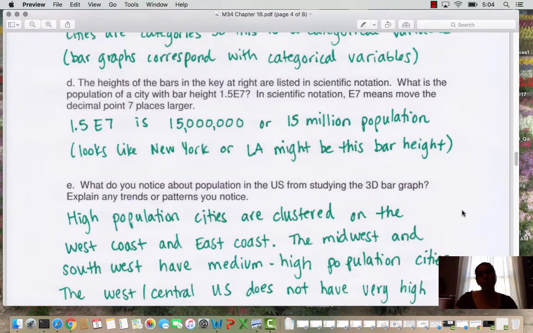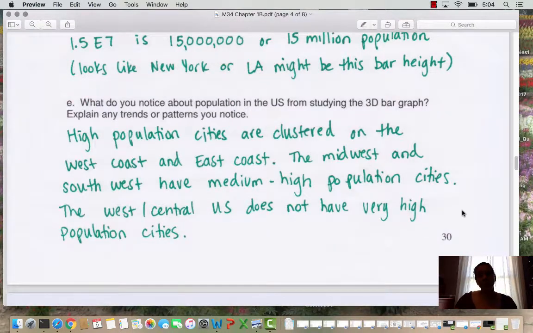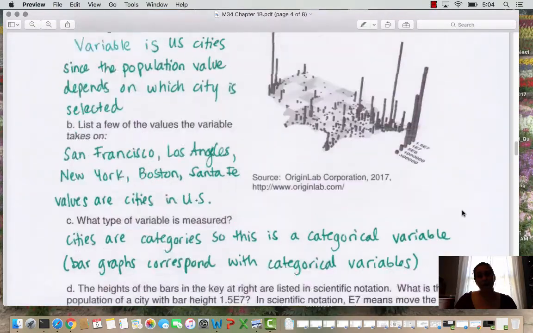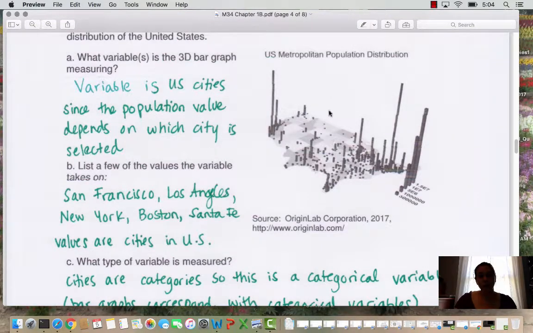And then what trends do we notice about the population in the U.S. from studying this 3D bar plot? So not just looking at the bars by the city, but the geography as that third dimension. We can see high population cities are clustered on the West Coast and the East Coast. The Midwest and the Southwest look to have some medium-high population cities. And then the west or central part of the U.S. does not have very high population cities out here.